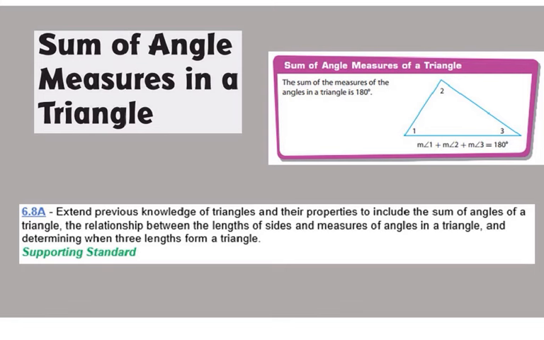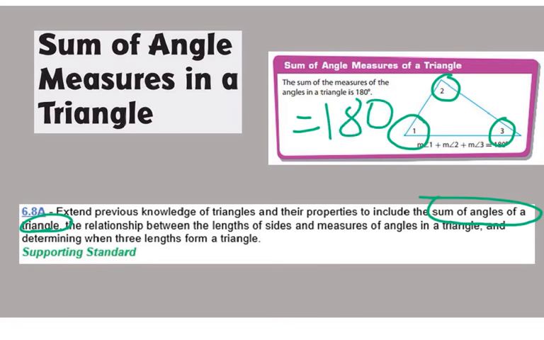In this lesson, we are going to concentrate on this part of it right here, the sum of angles of a triangle. And what we're going to learn is that when you add up the measures of all three angles in a triangle, it equals 180. Let me take a look and show you what I mean.